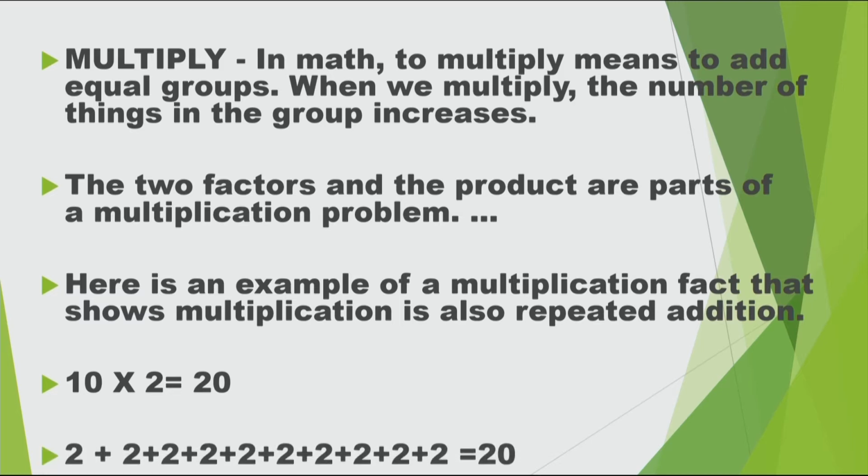But let's look at the one that follows. 2 plus 2 plus 2 plus 2 plus 2 plus 2 plus 2 plus 2 plus 2 plus 2 equals 20. We've added 2 ten times and we've got the answer 20. Therefore, it's easy for you to understand now that multiplication is repeated addition of the same amount.